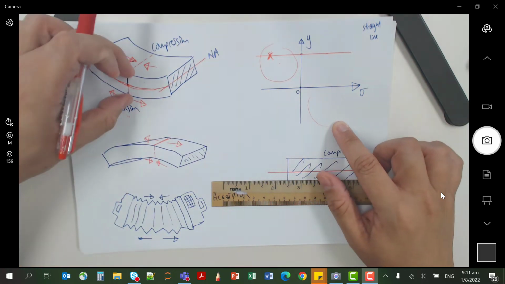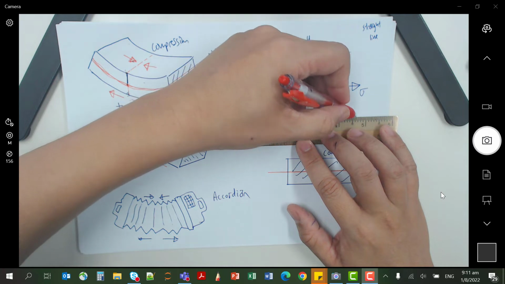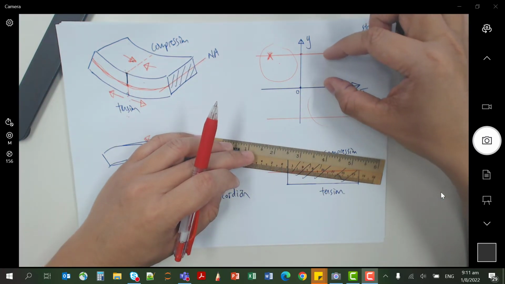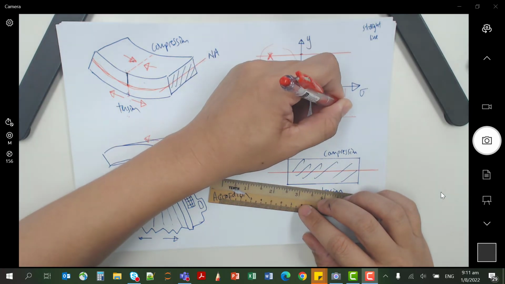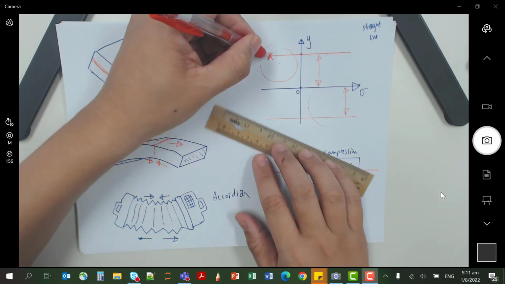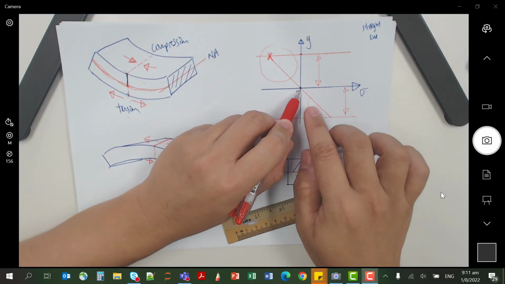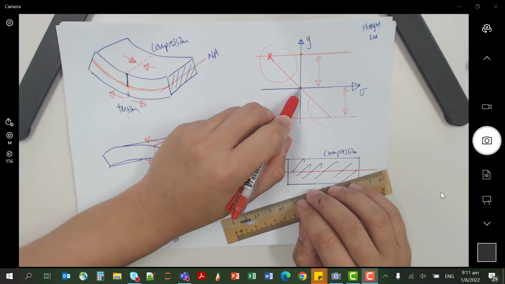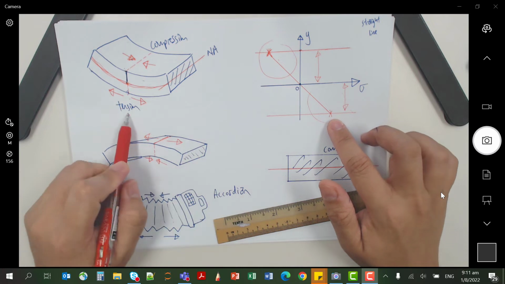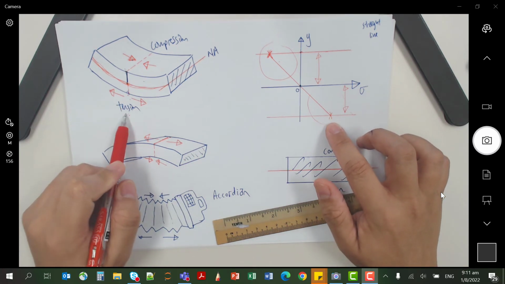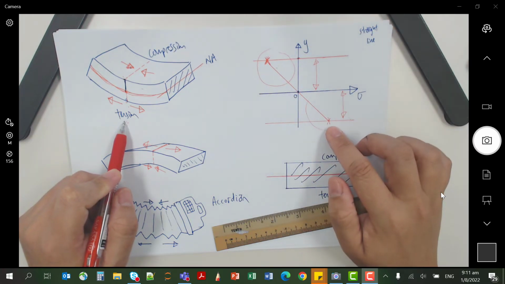If this is a regular rectangle, you should have the same height measuring from the center to the top and measuring to the bottom. So these two have the same thickness, and you're going to see that the line will always cut this point, the origin. And then this is where the tension will be, positive stress at the bottom. This is how you draw your stress diagram.